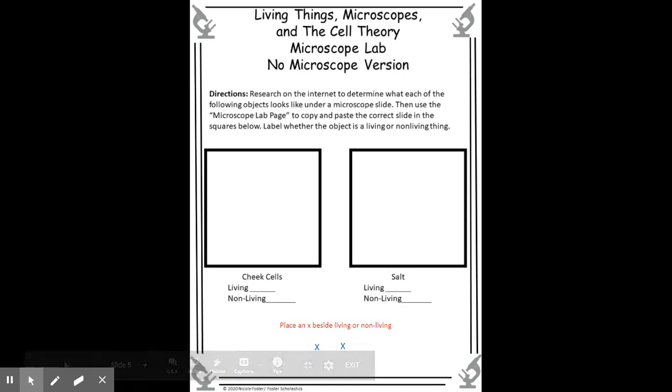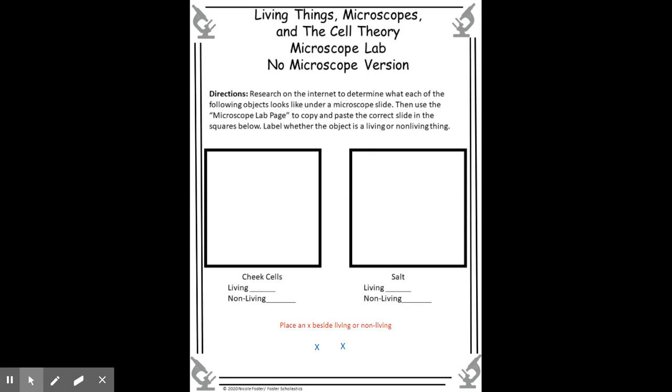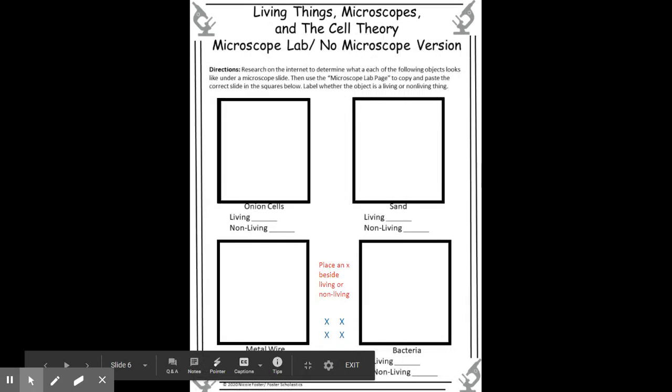Directions. Research on the internet to determine what each of the following objects look like under the microscope. Then use the microscope lab page to copy and paste the correct slide in the squares below. Label whether the object is living or non-living. Cheek cells versus salt. Is it living or is it non-living? You're going to move your X's to where they should be.